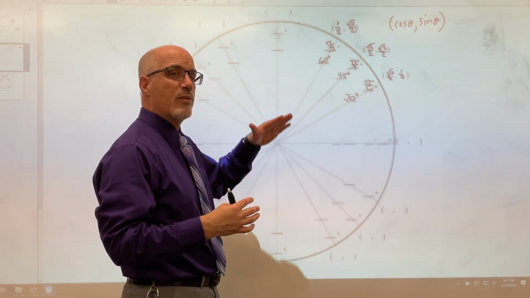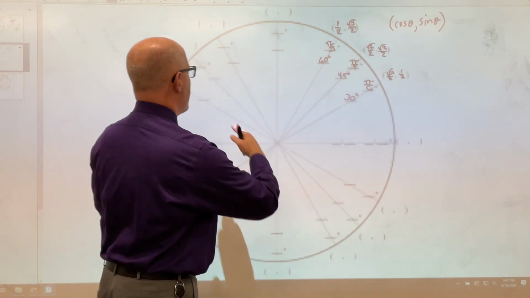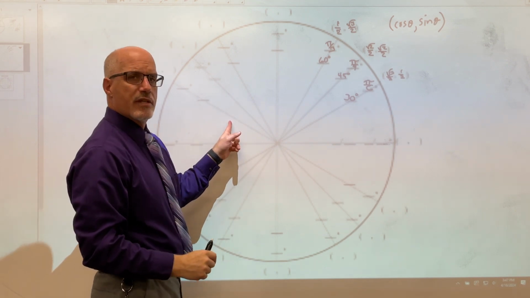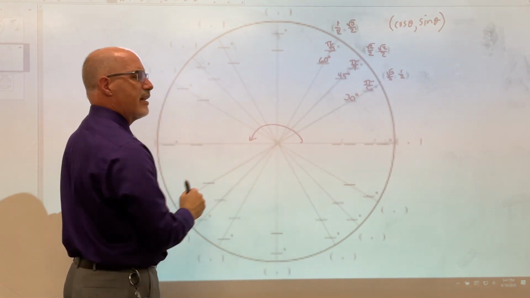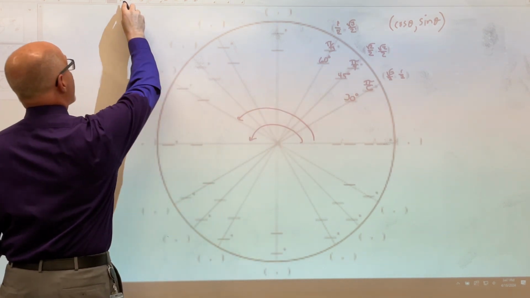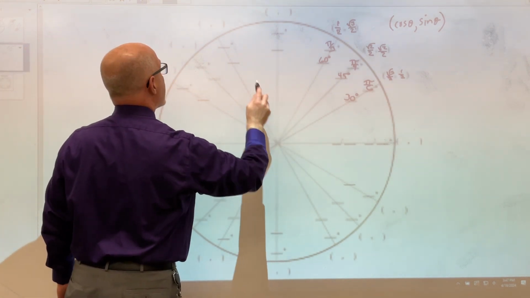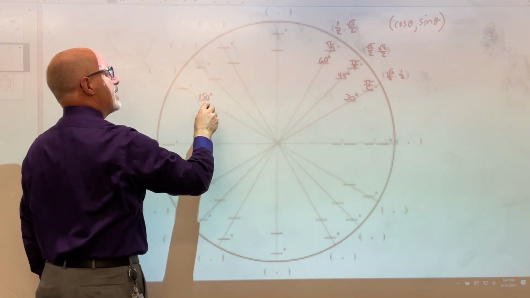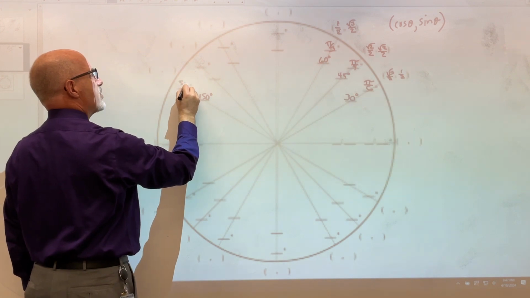unit circle and how things repeat, everything here with the 30 degrees repeats over here with the 30 degrees. This is 30 degrees short of the 180 degrees all the way over here. This would be 180 degrees. So this angle here would be 150 degrees because it's 30 degrees short of it. So this would be 150 degrees. And then this value here would be 5 pi over 6.